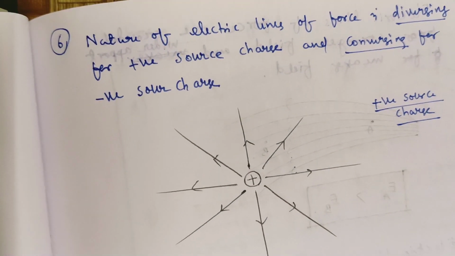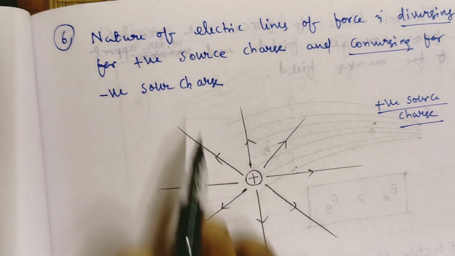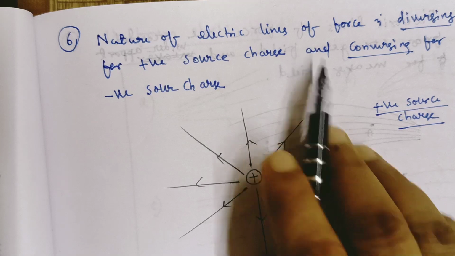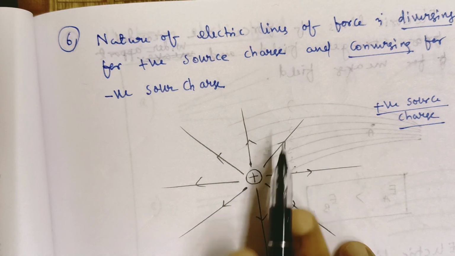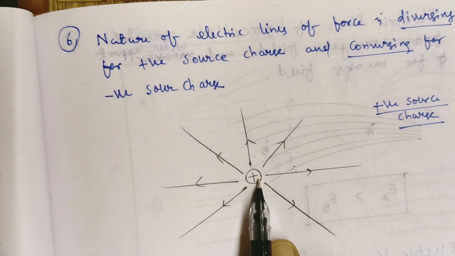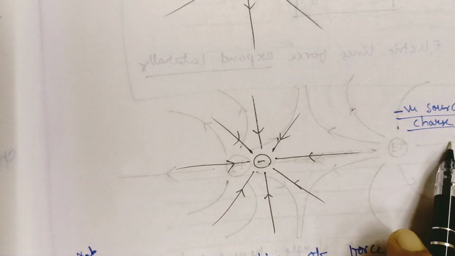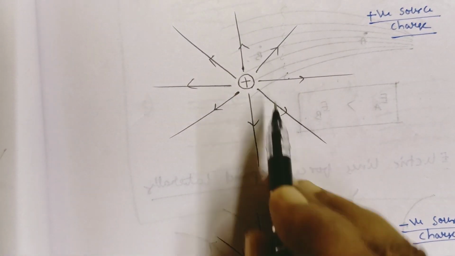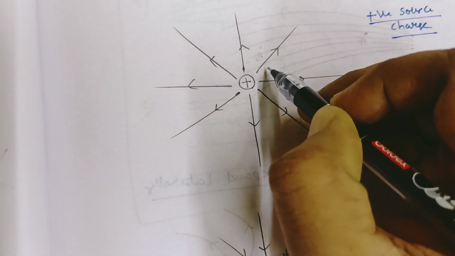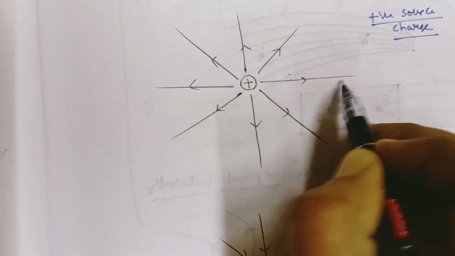Then another property of electric lines of force. What is the nature of electric lines of force? In a previous class, you learned that the nature of electric lines of force is diverging for positive source charge and converging for negative source charge. Here you see the diagram. These are the lines of force represented by a plus Q. Here you see the lines of force are originating from this source charge.